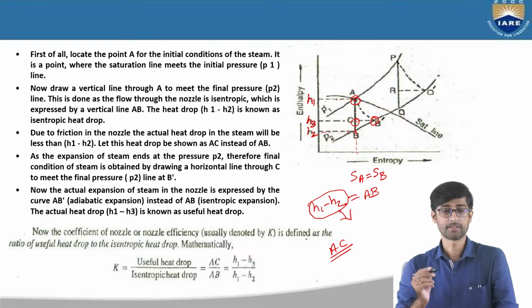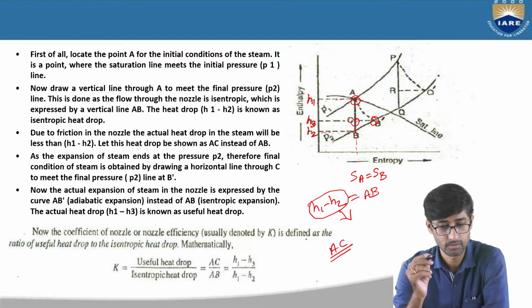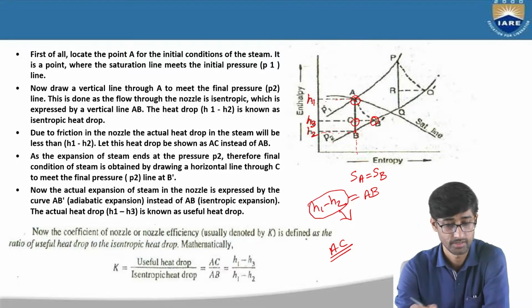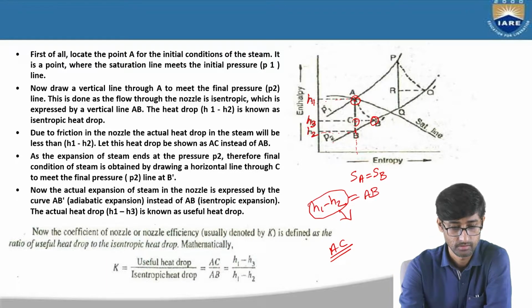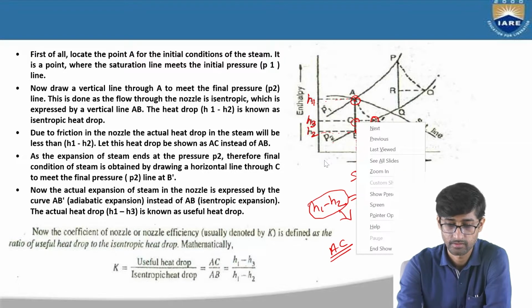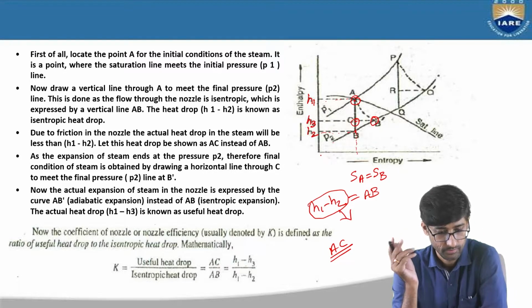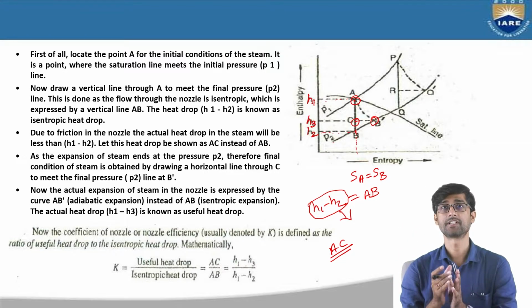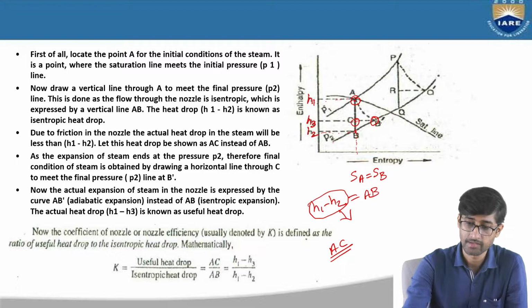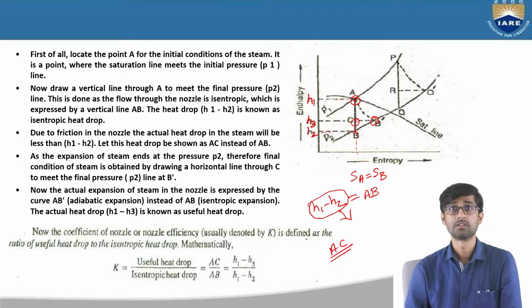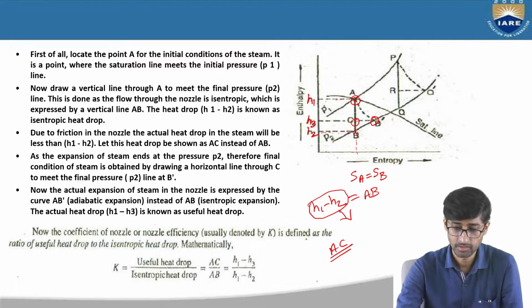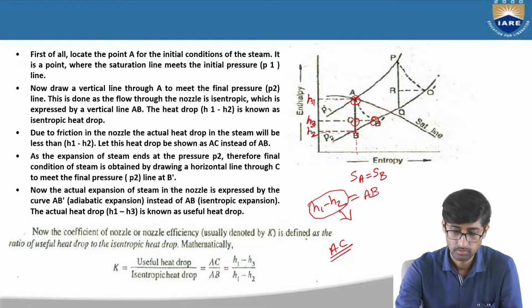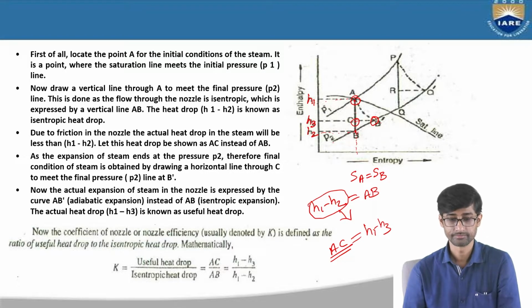Now, as the expansion of steam ends at pressure P2, the final condition of steam is obtained by drawing this horizontal line through C to meet the final pressure at line B dash. Now, the actual expansion of steam in the nozzle is expressed by the curve AB dash. This is the actual expansion and this is the ideal or isentropic expansion, right? This actual heat drop is equal to H1 minus H3. This is called the actual heat drop.